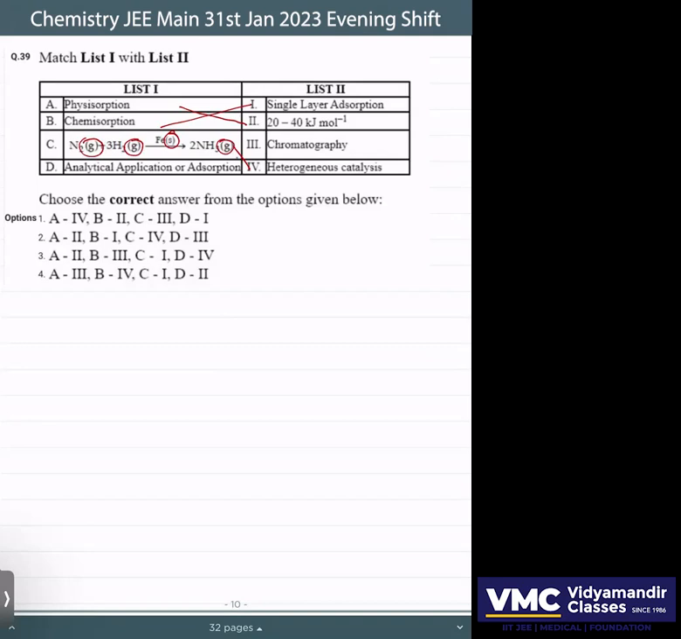Analytical application of adsorption, that is chromatography. So let's see which option is correct. This is the option A for second. We will cancel first and fourth option. A for second is in second and third option. Then B for first. So we have got our answer, which is option second. For A it is second, for B it is first, for C it is fourth, and for D it is third. So answer is option 2.